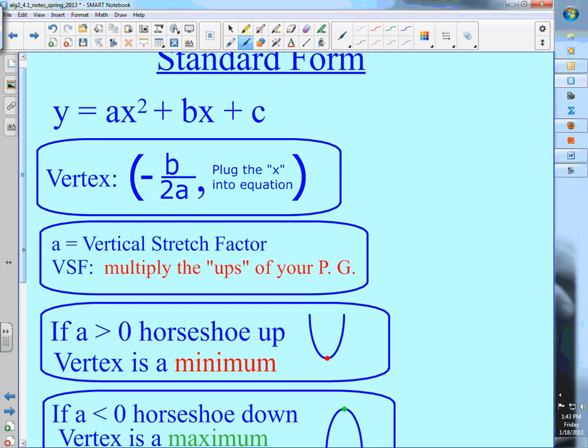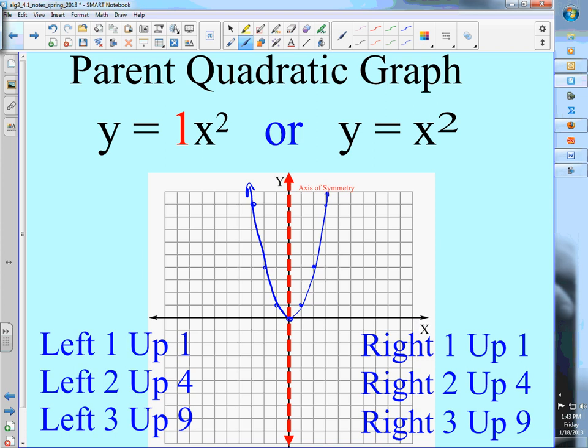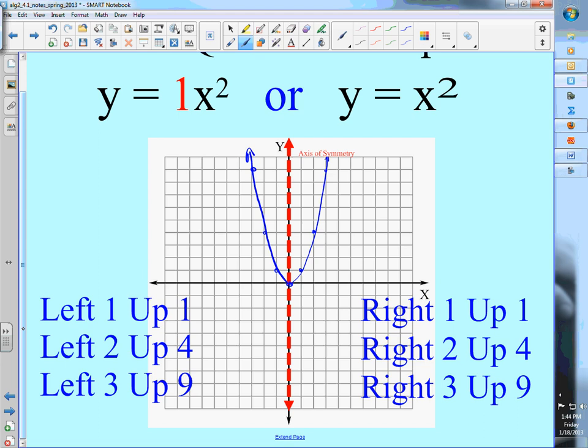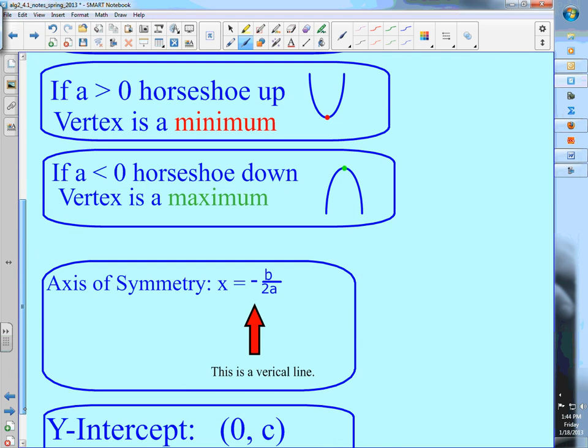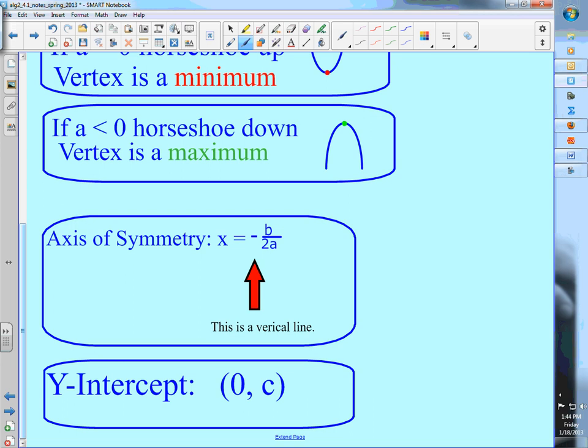Now, if I just go back to the graph here for a second, take a look at our axis of symmetry, this red dotted line. How would you describe that line? It's vertical. This is a vertical line. And vertical lines all have an equation that sounds like, in this case, 0, but in general, it's going to be x equals. So remember, when we get down to the axis of symmetry, your equation is a linear equation.